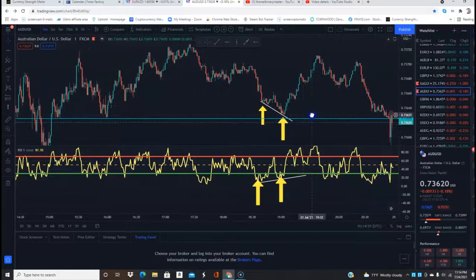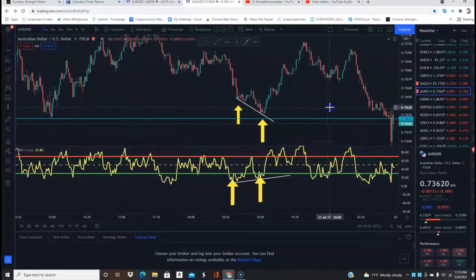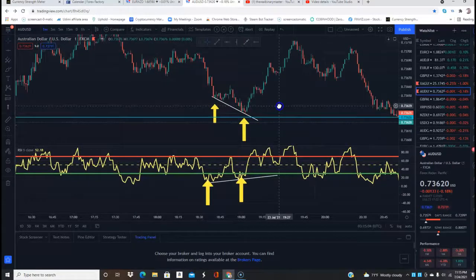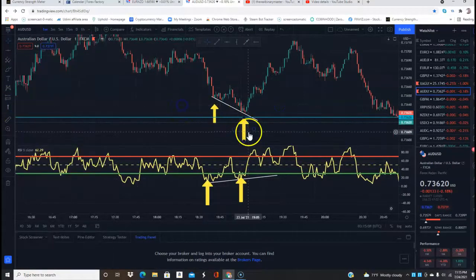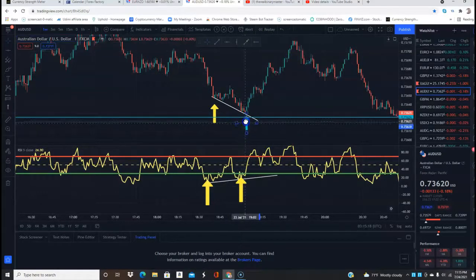So now that we have this marked up, we have the divergence. Now we're looking for a confirmation to potentially take this trade. Now, some traders would have said, well, Chris, there's a doji right there off that support area. That is true. Right here. Very close to that support area. But I'm not convinced yet. I want to see something stronger.